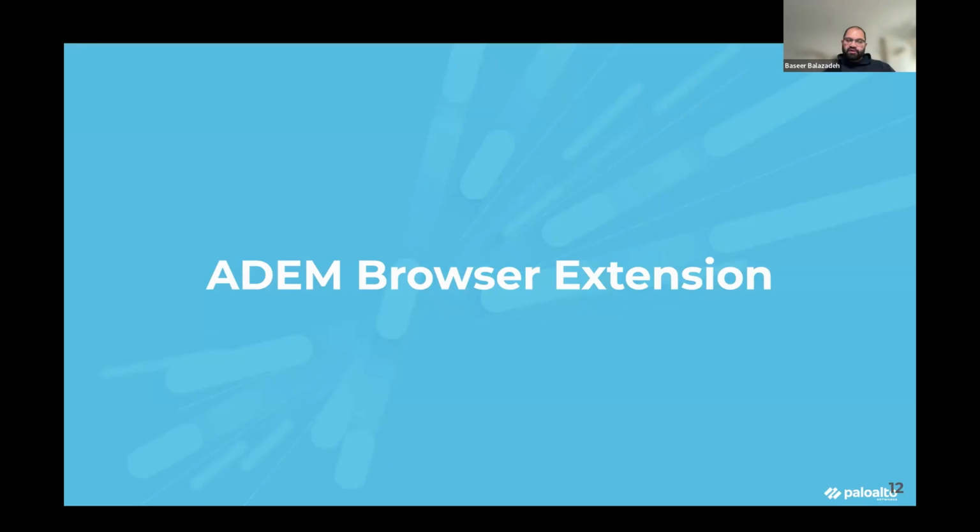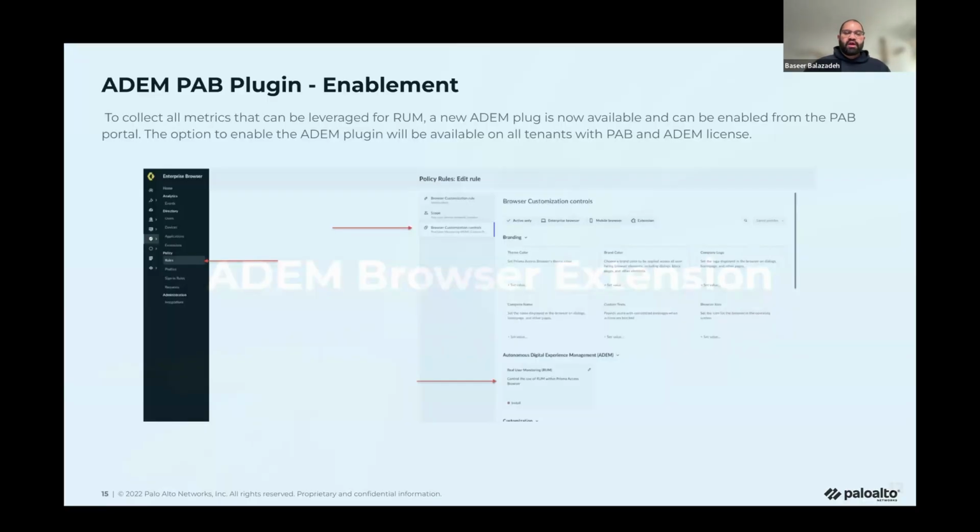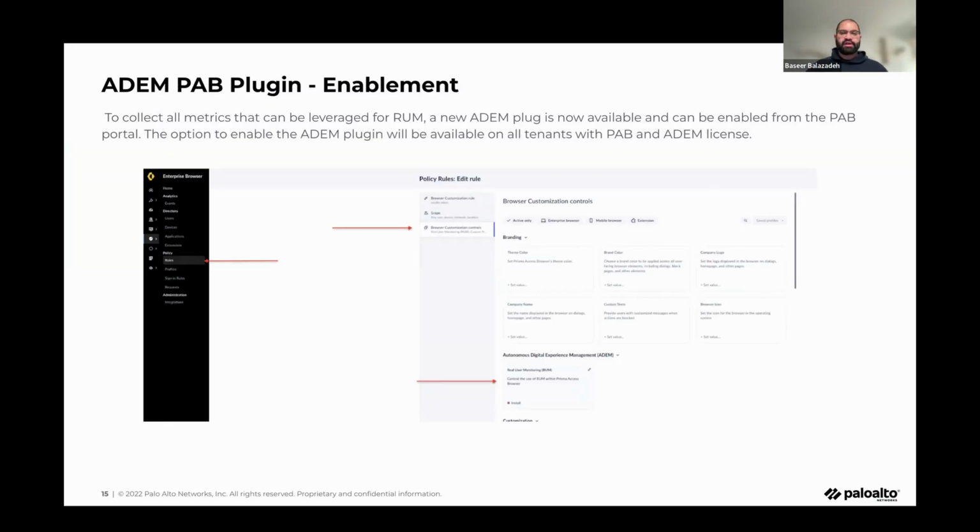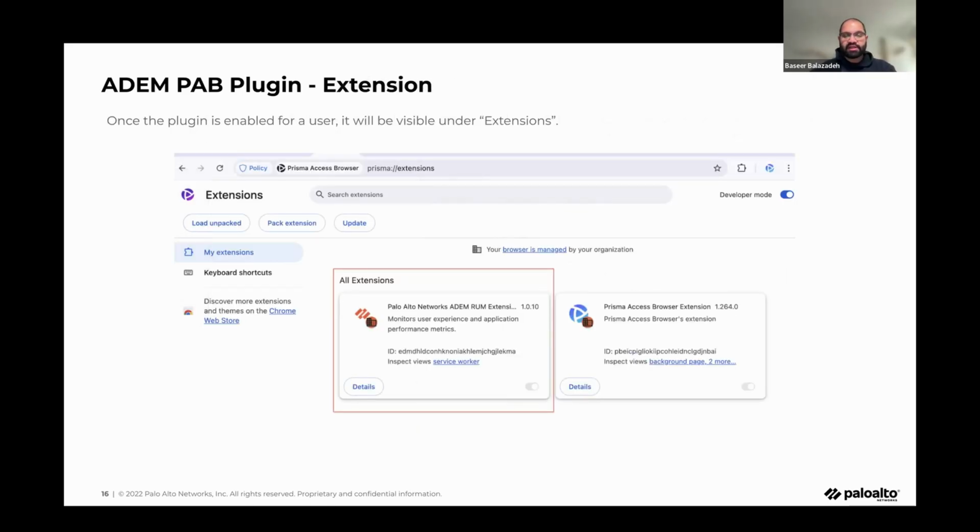All right, so let me go ahead and get a little bit into the deeper dive into how the extension works. Initially, when we released this, it is a browser extension that is supported using our Prisma Access browser. The way you deploy this RUM extension is through PAB itself. You go to the PAB configuration to do that. And as long as you have an ADEM license and PAB, then you will be able to utilize the solution. Like I said, it's a browser extension that gets deployed into PAB, and from there, that's where we're able to provide the visibility.